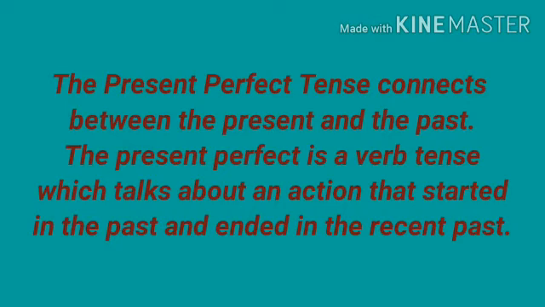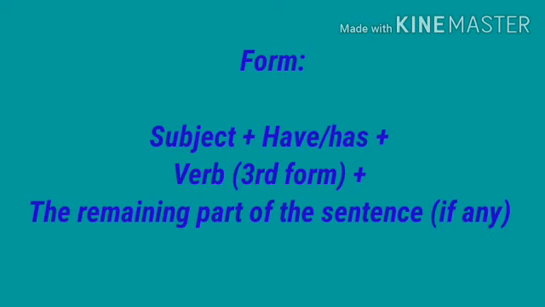The present perfect connects the present and the past. So it has a connection between the present and the past. The present perfect tense is a verb tense which talks about an action that started in the past but ended in the recent past. Let's have its form. It has subject plus have or has. According to the subject, you need to use have or has, then the third form of the verb.